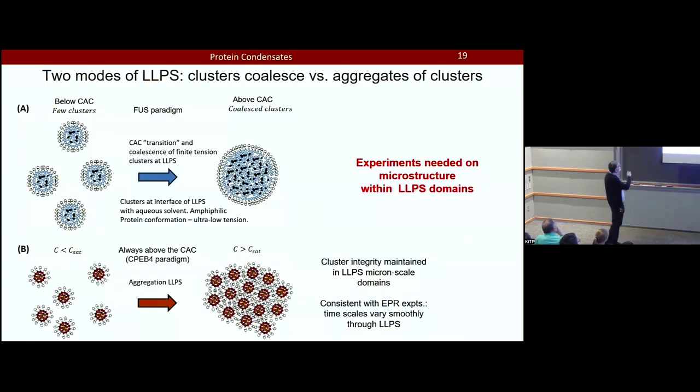In the FUS paradigm, where these clusters are fluctuations, it may well be that LLPS is a coalescence of these clusters, or proteins that were in their hydrophilic conformation.